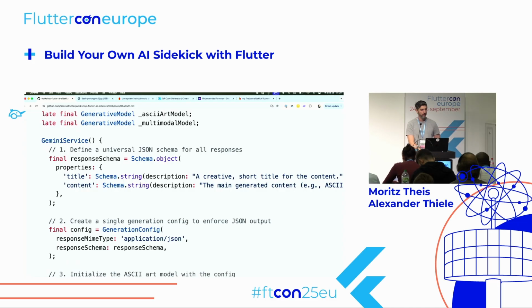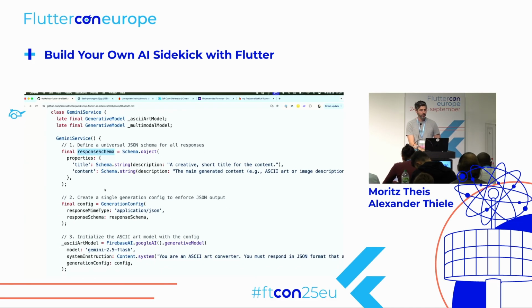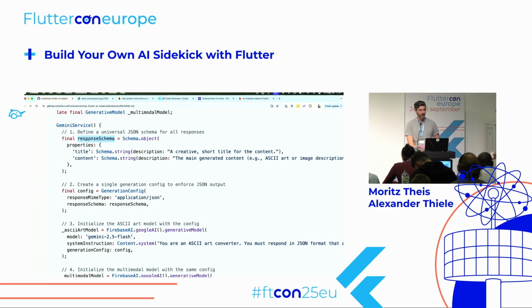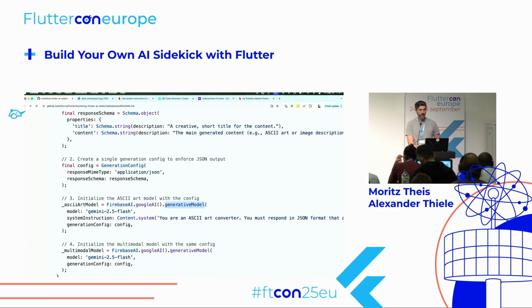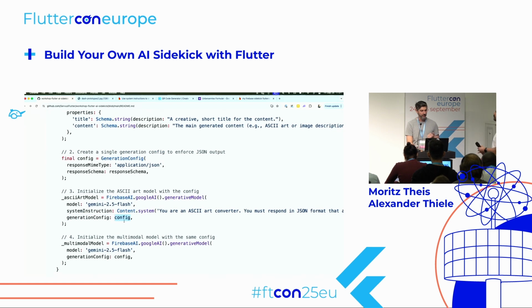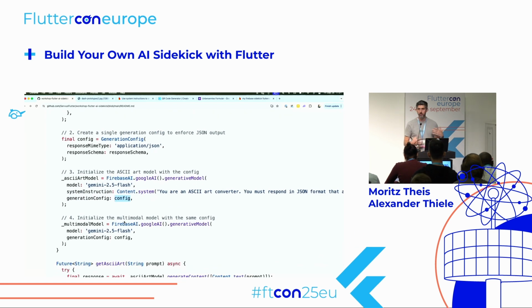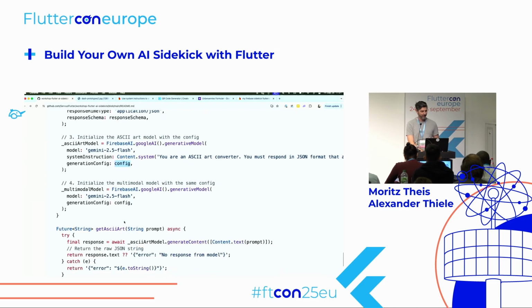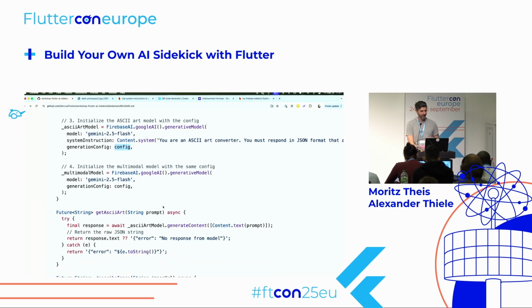And with this response schema, you basically go ahead and create a generation config. You say, this is a JSON, and this is the response schema that you defined here. And within the generative model, this is the same model, right? We have the system instruction, and also there's this generation config that you just created. And that's it. You can copy paste that in your application.